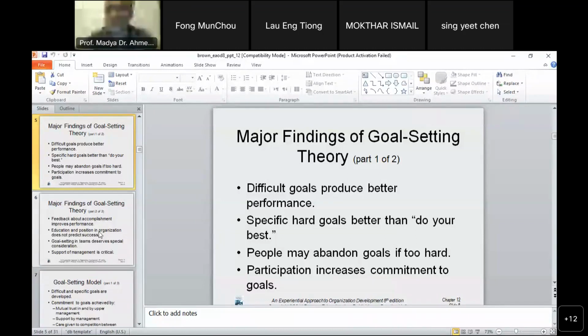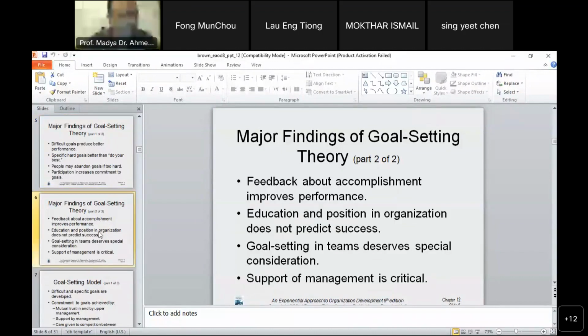But if we just say we want to increase our profit, it is not determined how much we can increase it. It's not really clear. So the do your best approach is not right. Participation increases commitment to goals, so you need to engage all your groups and have them participate to feel committed. Feedback about accomplishment improves performance. Ongoing feedback is important because it will help improve most. Education and position in the organization do not predict success.